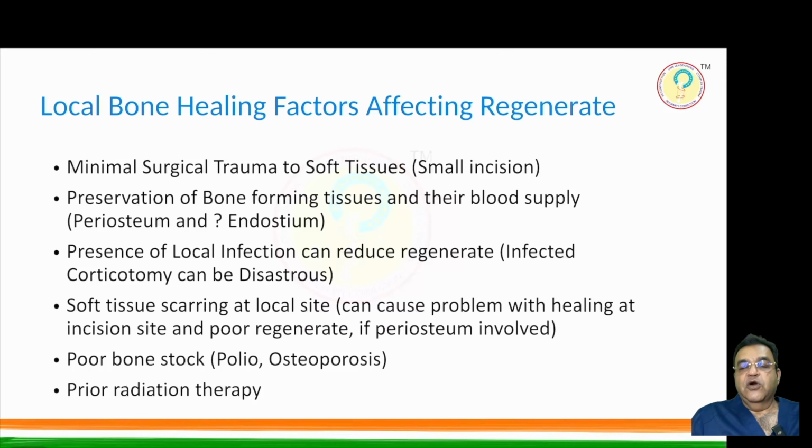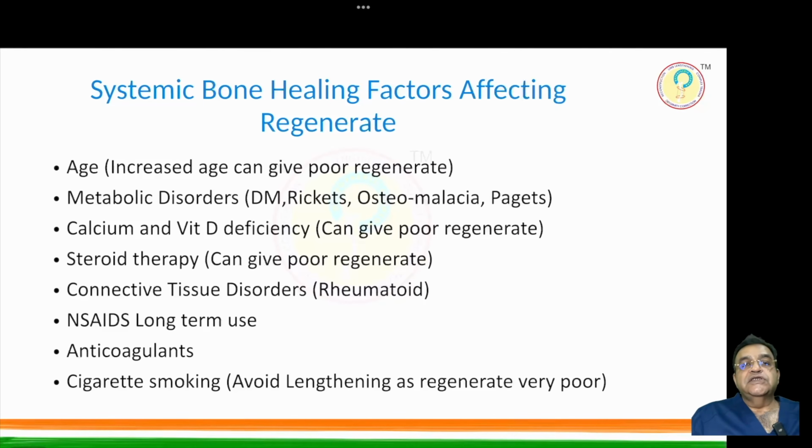Like if the corticotomy site is infected, it can be disastrous. Soft tissue scarring at local site can cause problem with the healing at incision site and poor regenerate if periosteum is involved. Poor bone stock, like in poliomyelitis and osteoporotic bone, can be detrimental to corticotomy and regenerate. Prior radiation therapy, irradiated bone forms less regenerate, so you have to be very careful of doing corticotomy in irradiated bone.